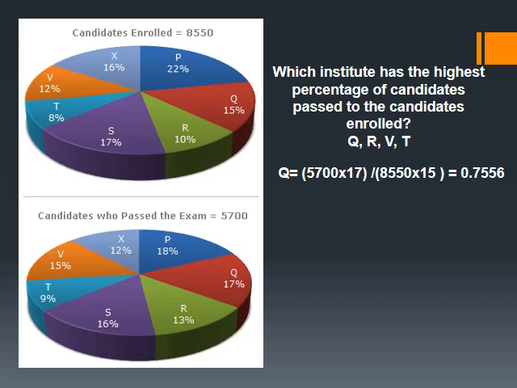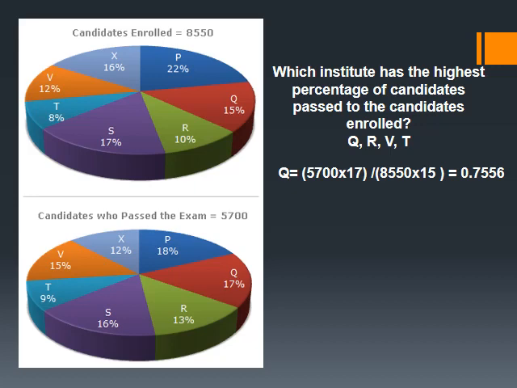16% of students out of 5,700 are there, divided by, we can see, 8,550 times 17. No, it's for Q, I'm sorry. For Q, that's right, it is for Q we are calculating. So for Q, the number of students that passed is 17%. So 17% of 5,700 divided by, look at Q for the candidates enrolled, 8,550, that is 15%. So 8,550 times 15. So that is the number of students enrolled.